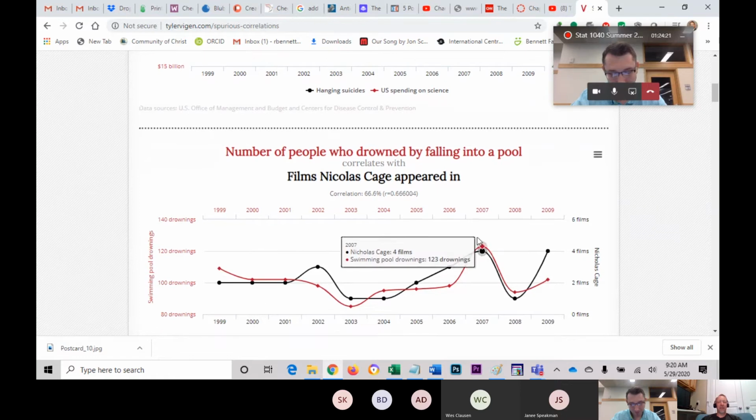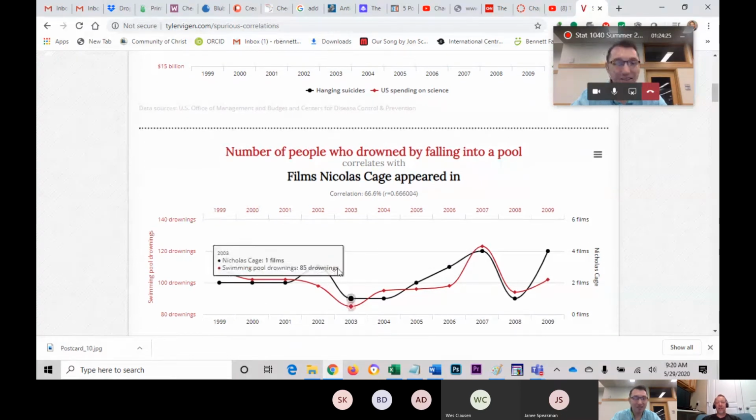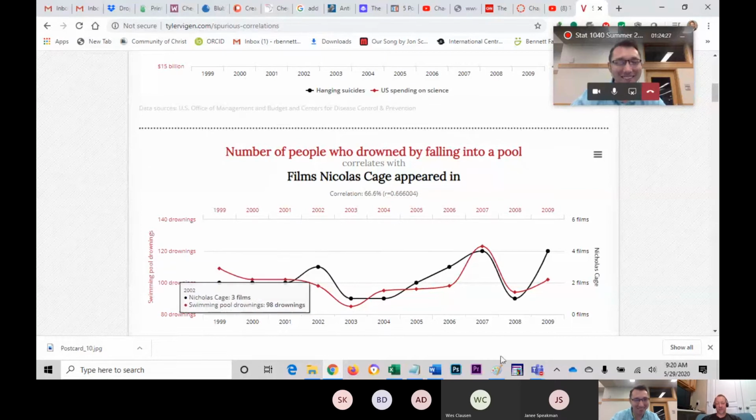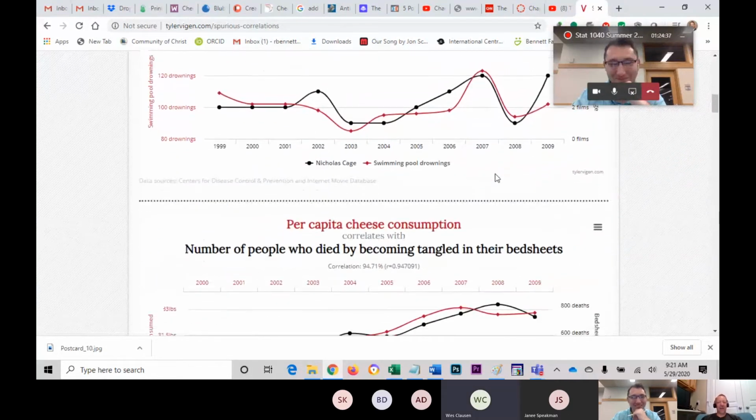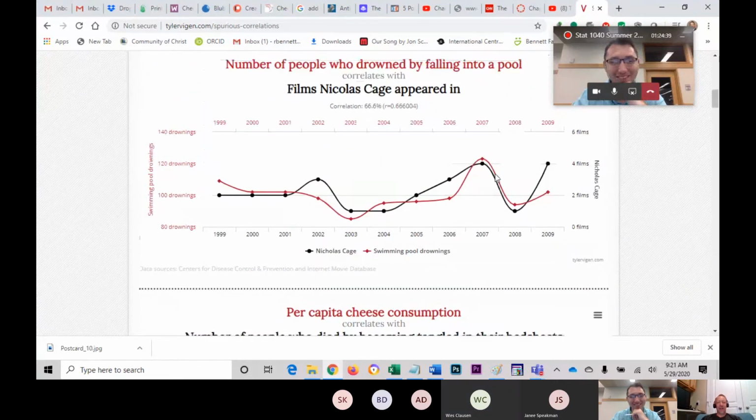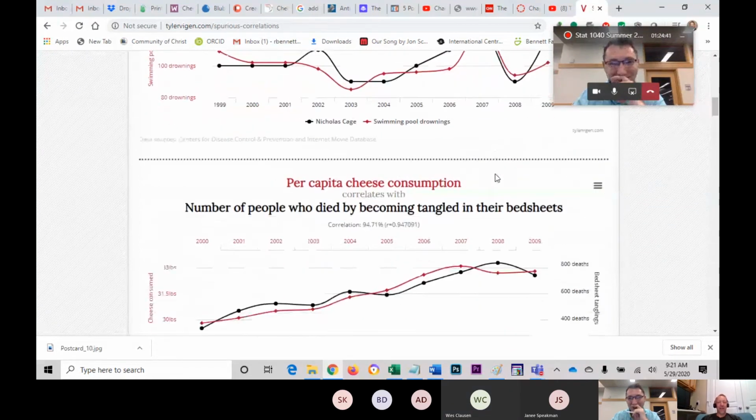How about this one here? The number of people who drowned by falling in a pool correlates with the films that Nicolas Cage appeared in. Because, you know, when you watch a Nicolas Cage film, it just makes you want to fall in the pool. Okay, how about this one? Yeah, maybe, if you hate Nicolas Cage.